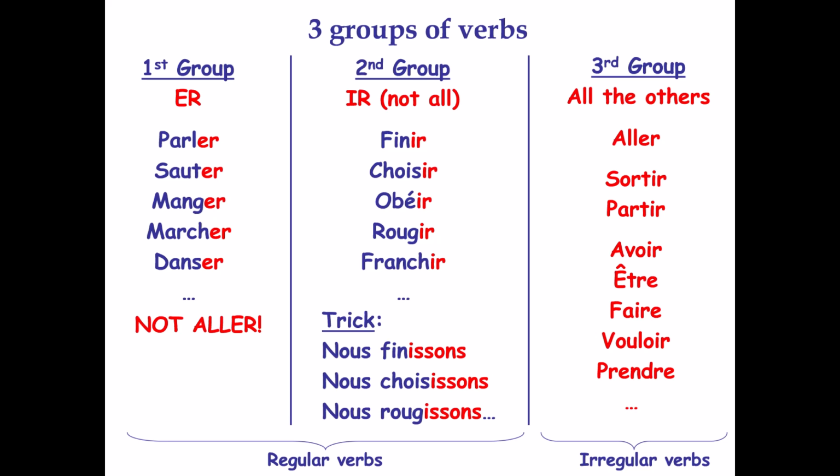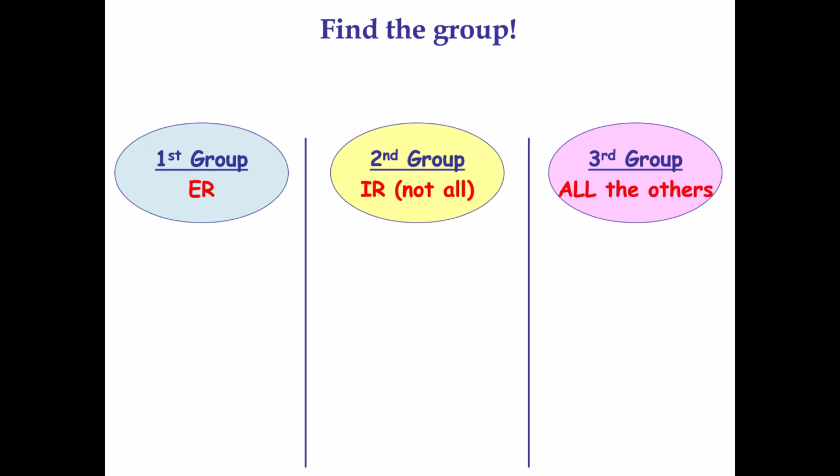So now let's see if I was clear enough, and let's do a little game together. We are going to try to find a group for 12 verbs. Let's start with couper, to cut. Couper ends with ER, so it belongs to group 1.